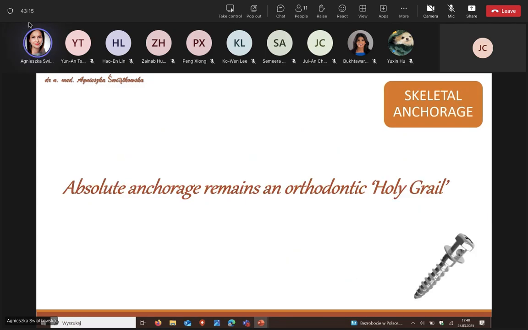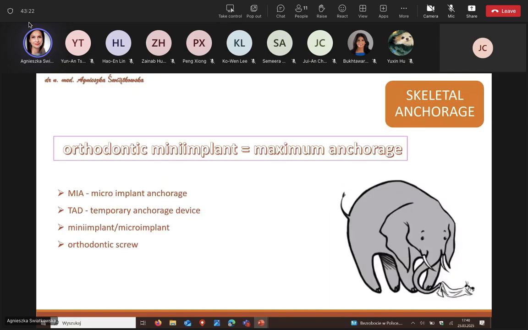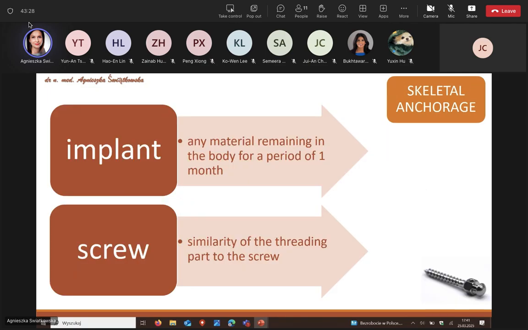Okay. Absolute anchorage remains an orthodontic holy grail. So always when we are planning orthodontic treatment, we think about the anchorage. Okay. Implant. What is an implant? An implant is a material remaining in the body for a period of 1 month. So everything which we insert into the body for 1 month will be called an implant.